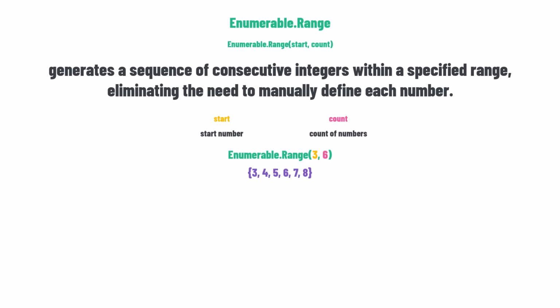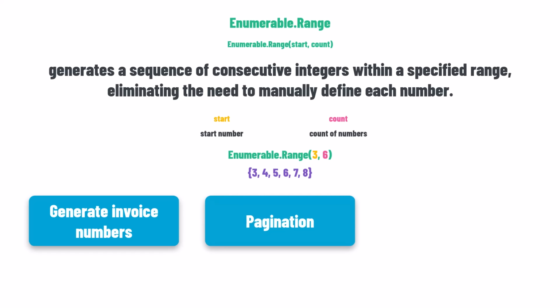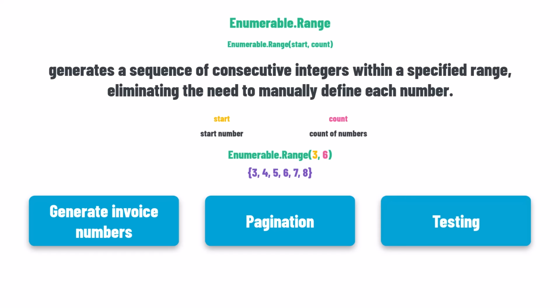Let's explore some practical uses of this method. In an RPA task, if you need to generate invoice numbers for the next 5 days, Enumerable.Range can simplify this. In web development, for pagination controls where users can jump to specific pages, Enumerable.Range can generate the list of page numbers. It's also valuable for generating sample data or running repetitive tests. That concludes our discussion on the Range method.